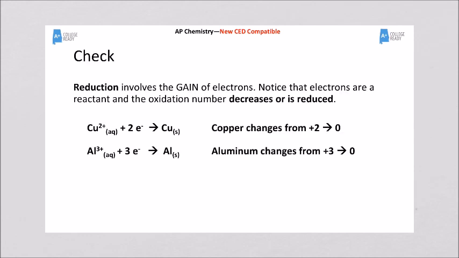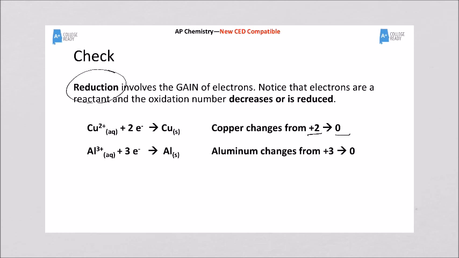Hopefully you came up with the copper 2 plus ion plus 2 electrons yields copper solid. Notice we have plus 2 going to 0. What would cause an oxidation number, and we'll talk about that in more detail in just a minute, to go down in value? And that's a key point here. Reduction involves gaining of negative electrons, but actually the oxidation number, as you see, this charge goes down. Copper is plus 2. Solid copper has no overall charge. And that is gaining negative electrons.